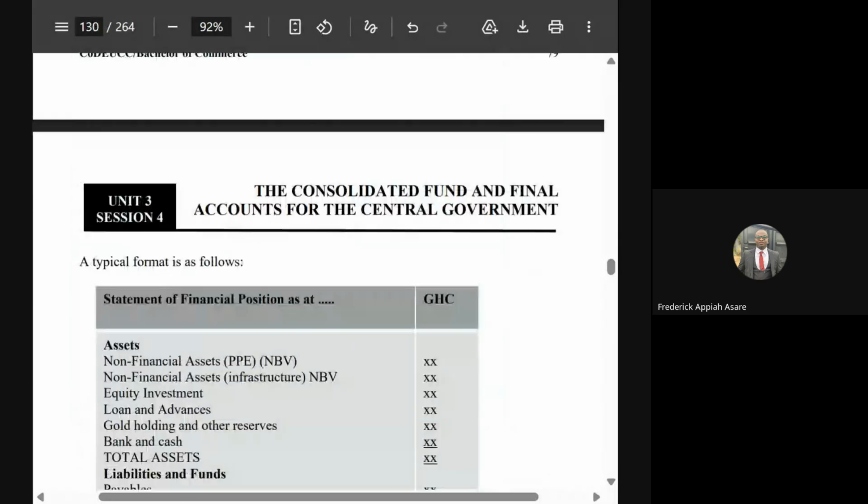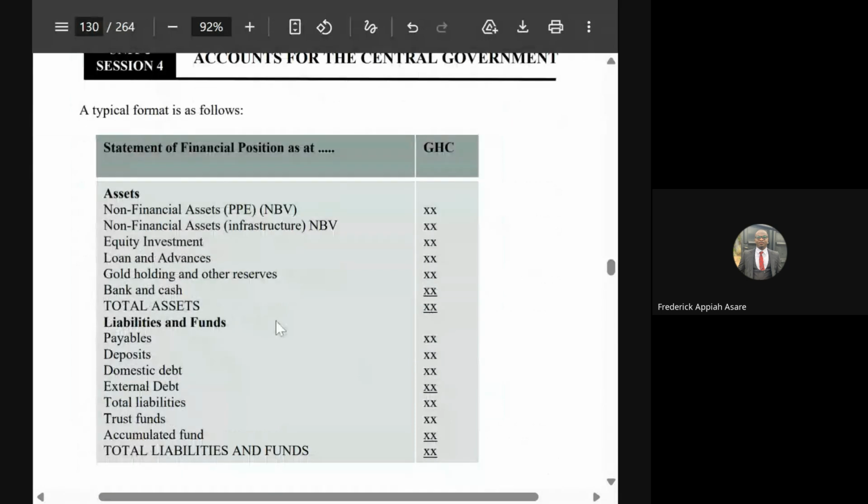And the statement of financial position is a normal one that you know, but here we only have assets and liabilities and funds. So under the assets, you will get non-financial assets, that is PPE, and it talks about infrastructure. Then we have the equity investment, loans and advances, gold holdings and other reserves, bank and cash. So you get the total assets.